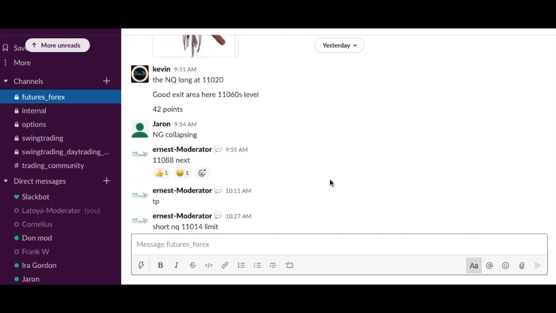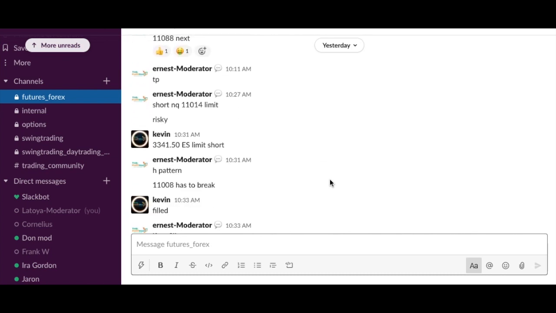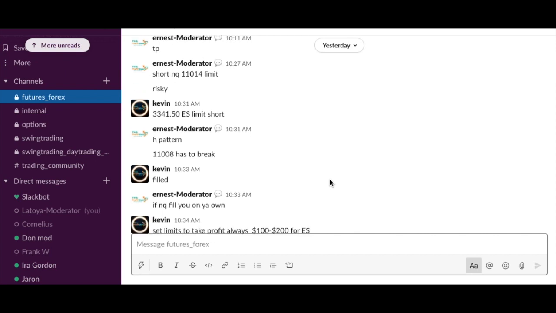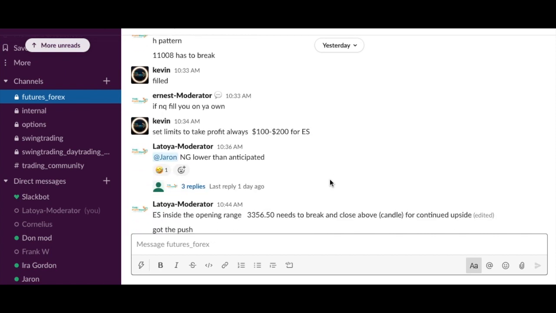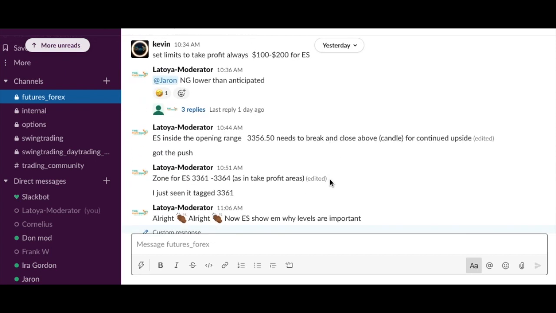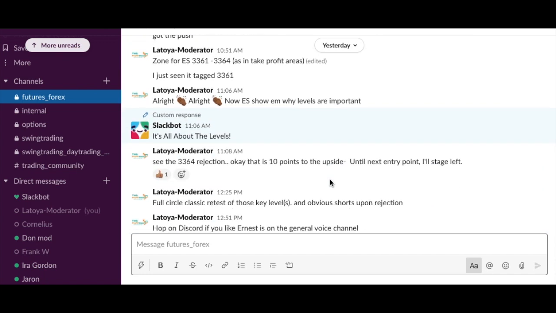This is all NQ and ES and levels. Ernest really hammering on the point. We have so much content to upload with these live trades to post.